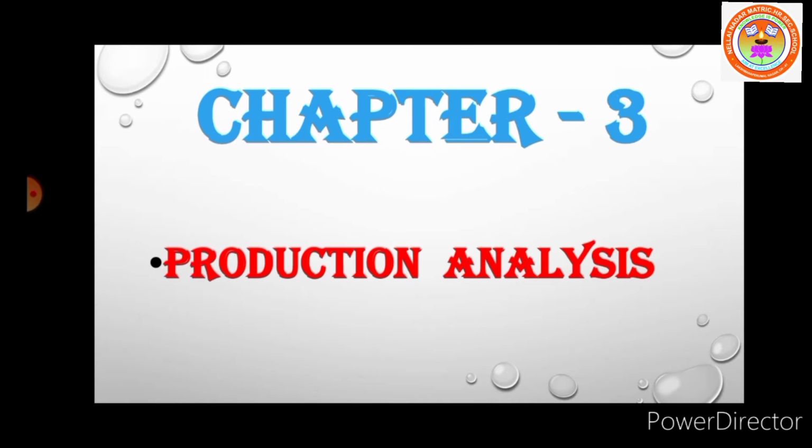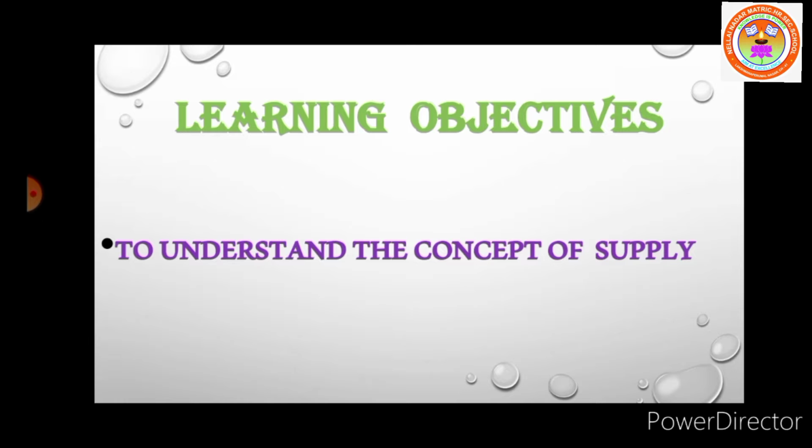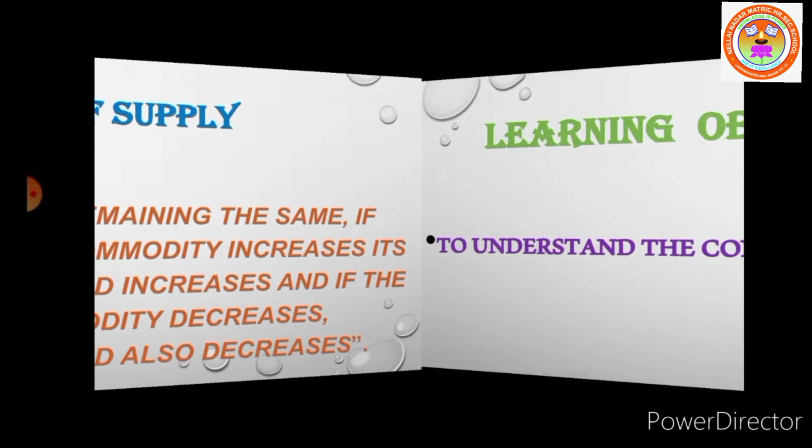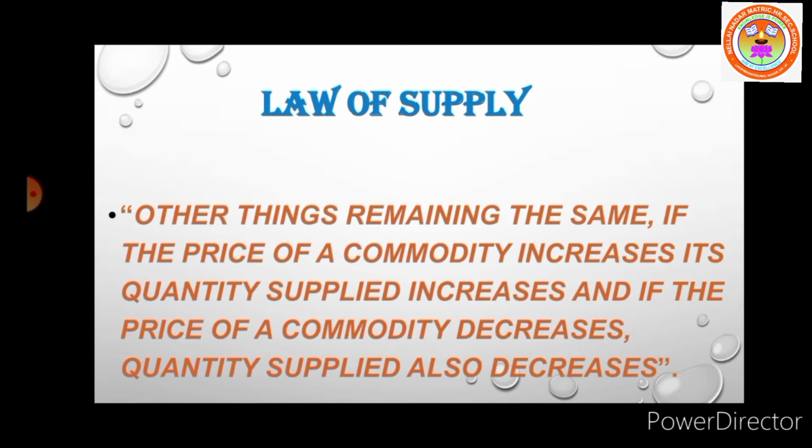Today in economics, I am going to continue the same lesson, production analysis. Learning objectives: to understand the concept of supply and the law of supply. What do you mean by supply? The law of supply is associated with production analysis. It explains the positive relationship between the price of a commodity and the supply of that commodity.